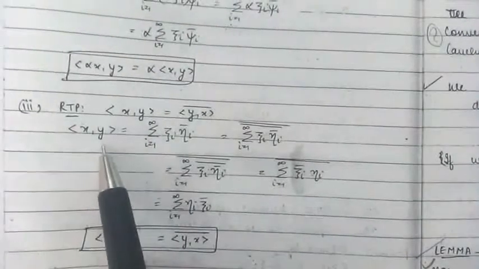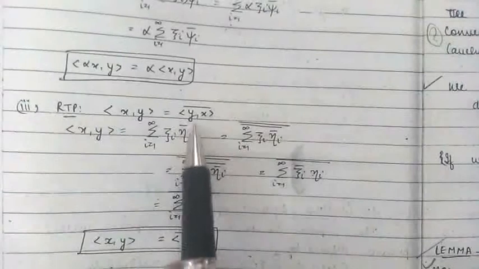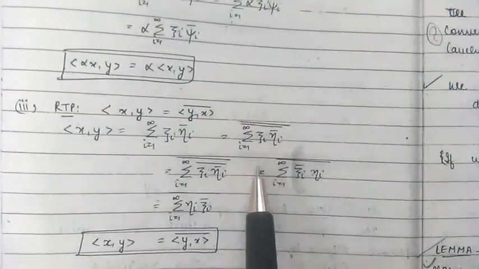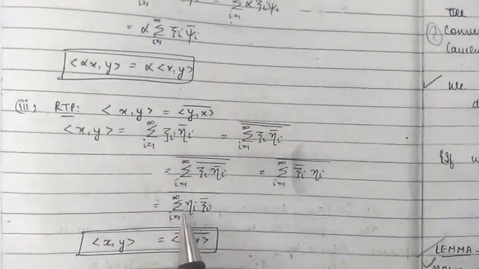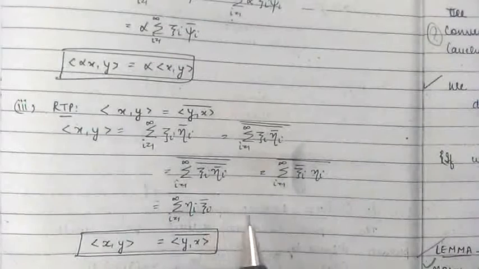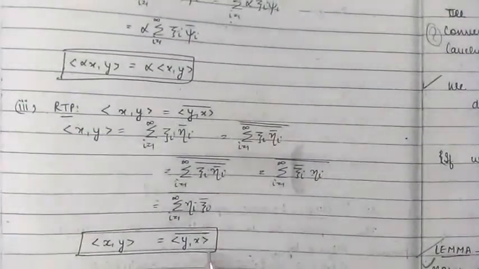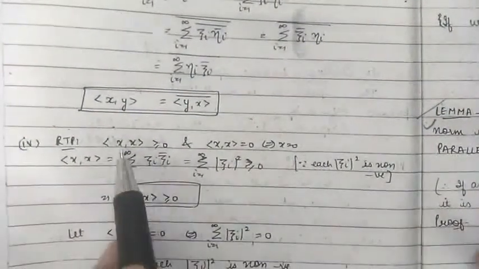Inner product of X with Y. This is summation xi into eta conjugate. Now this term can also be written in this form, and from here again this can further be written in the form summation eta into xi conjugate and again conjugate, which is the conjugate of inner product of Y with X. Last property, inner product of X with X.